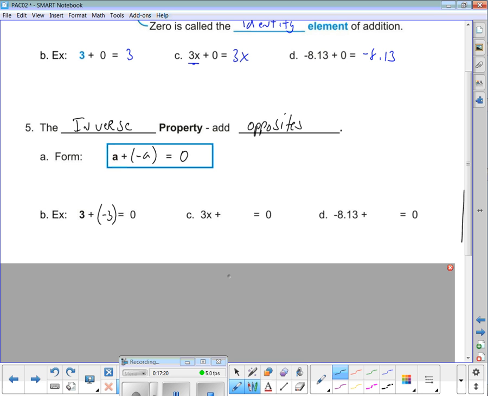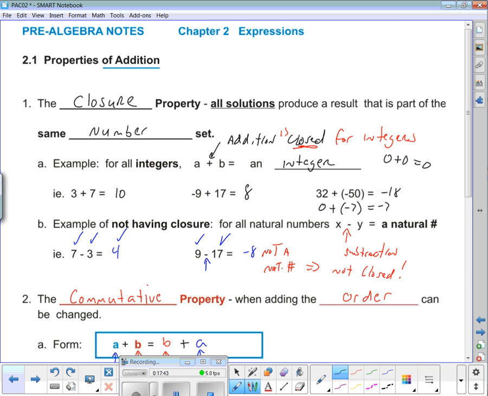All right, look at the second example. Oh no, what is the inverse of 3x? Not a problem, right? Negative 3x. 3x plus negative 3x, 0. Last example, what's the opposite of negative 8.13? Positive 8.13, and you know what that adds up to? 0.